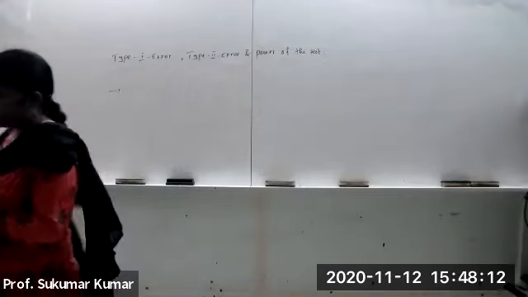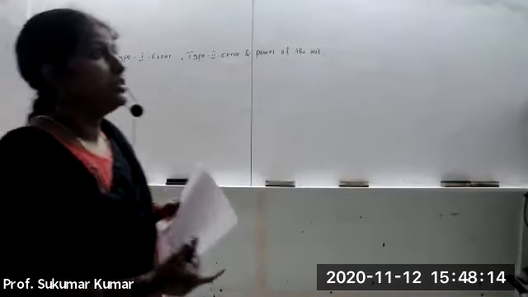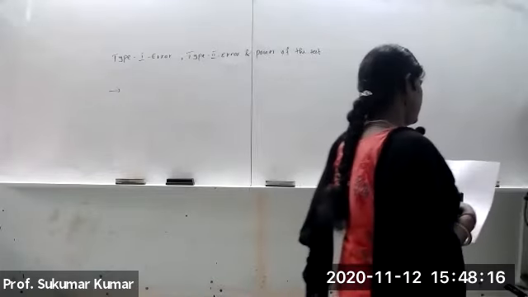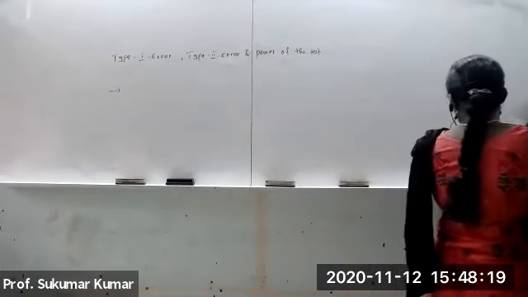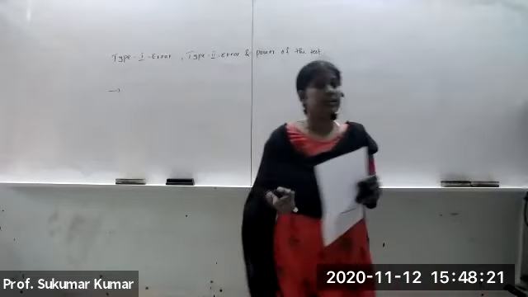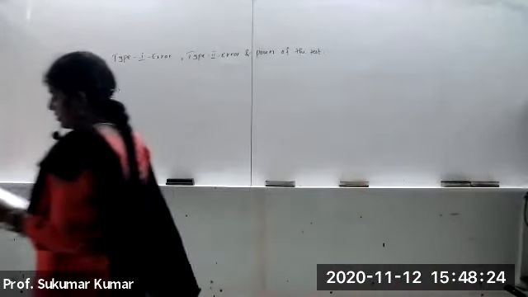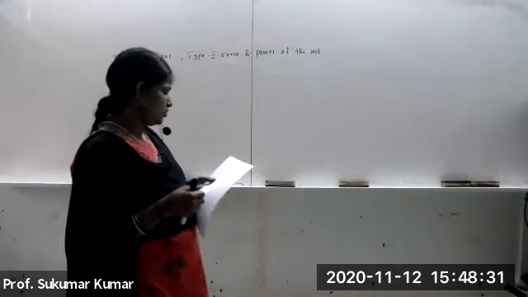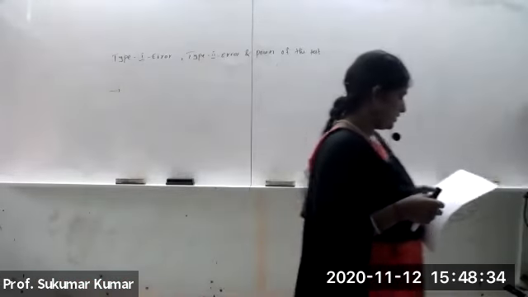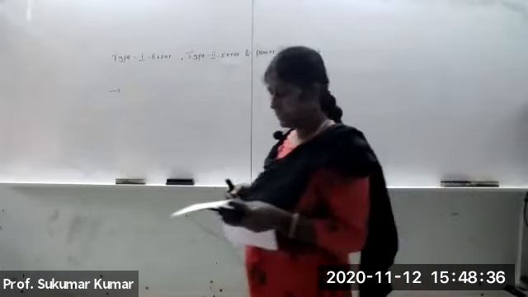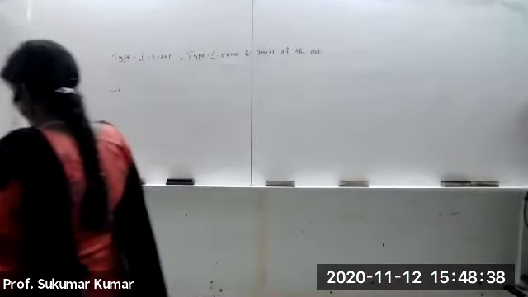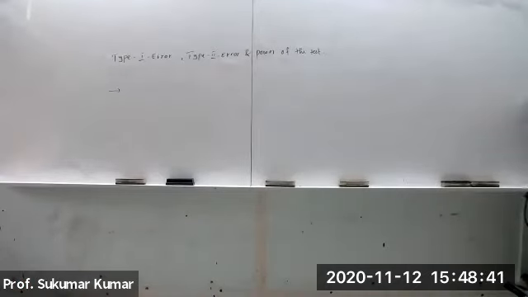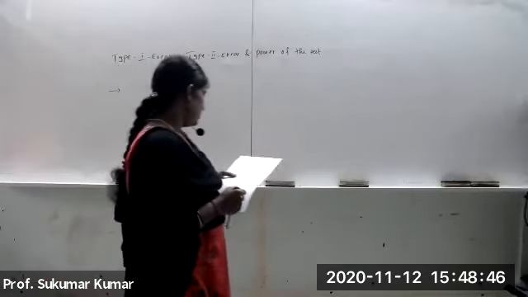First, write it down. A type 1 error is rejecting H naught when it is true. Next, a type 2 error is failing to reject H naught when it is false.